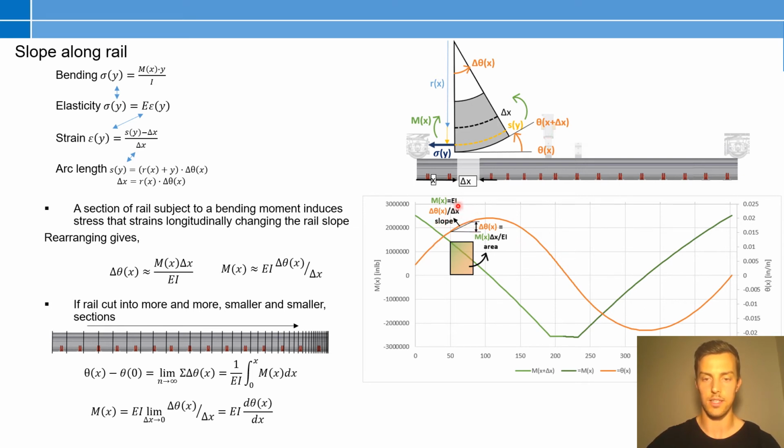and consequently the slope of this curve will be the exact value of the moment at that location, which makes intuitive sense because the more bending moment there is, the more the slope will change. And then, of course, if we were to cut up infinitely many, infinitely small sections, we'd get the exact solution that you can write as the integral and the derivative.